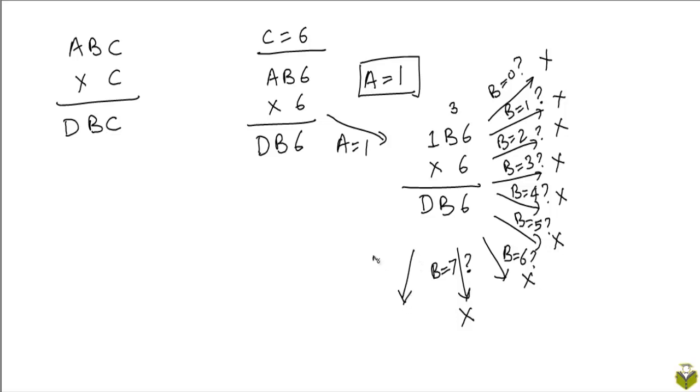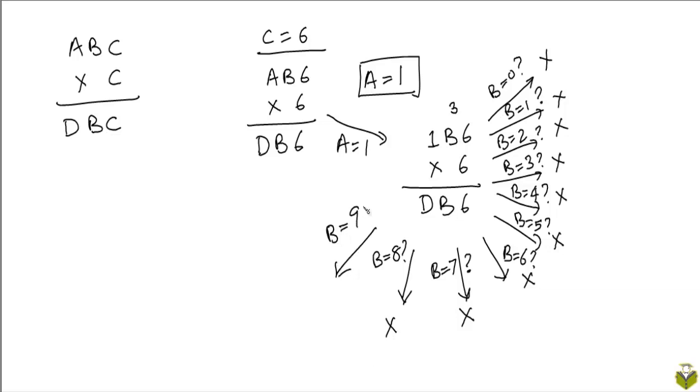What about B equal to 8? 6 8s are 48. 48 plus 3 is 51. So we would need to put B equal to 1 over here if B was set as 8 here. That's not consistent. B cannot be an 8 here and a 1 here.